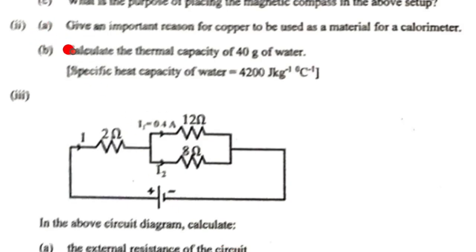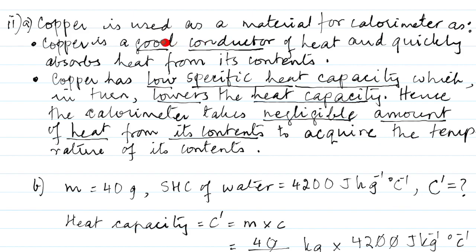Let's see the question. The second part: give an important reason for copper to be used as the material of the calorimeter. Calculate the thermal capacity of 40 grams of water when the specific heat capacity of water is given as 4200 joule per kg per degree C. So let us see how we write this. Now you will see how to present your work for the board paper. So for the next few papers that are remaining, you can use the format that I'm using here to present the answers.